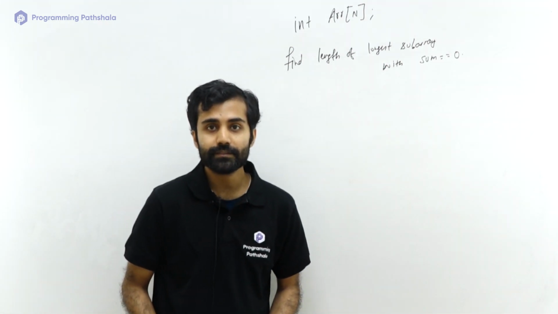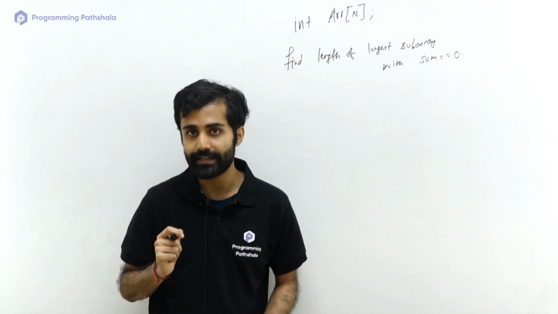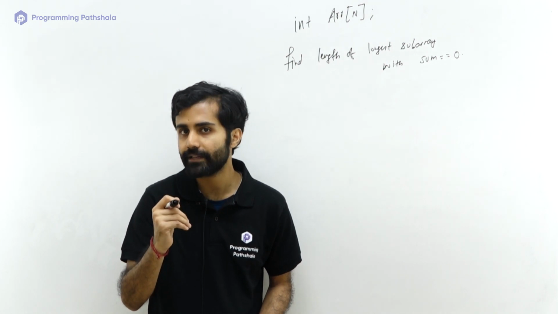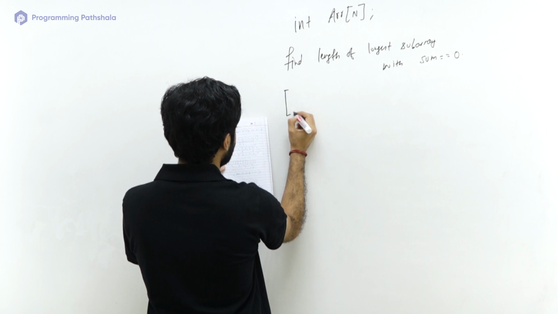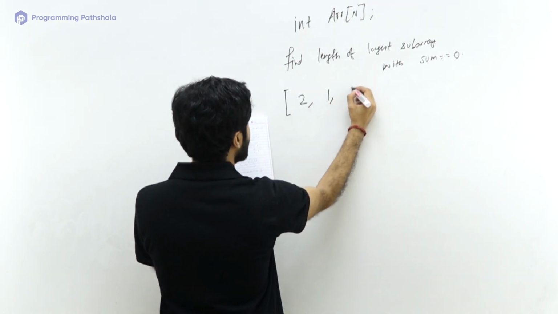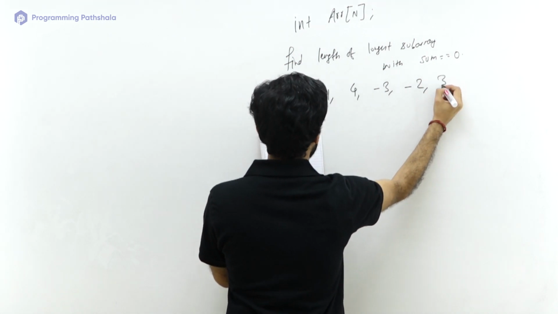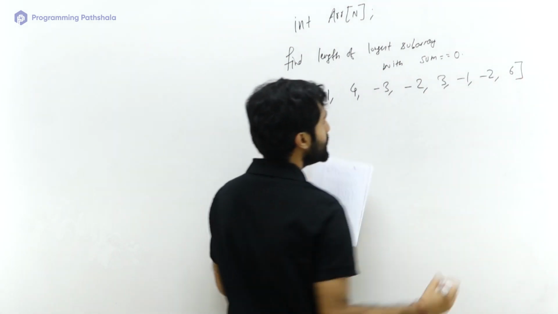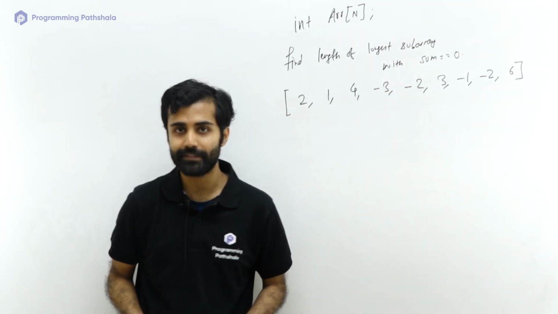Okay guys, so this is quite similar to the problem that we did in the last lecture. You just have to add one simple thing to it. So I'll take a sample test case. Let's say you have an array containing 2, 1, 4, minus 3, minus 2, 3, minus 1, minus 2 and 6. Can you tell me what will be the answer over here? Just pause and think over it.